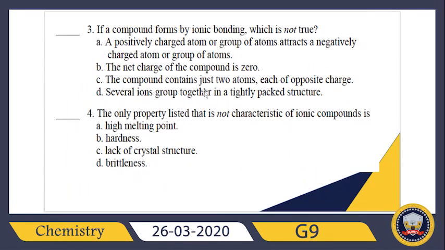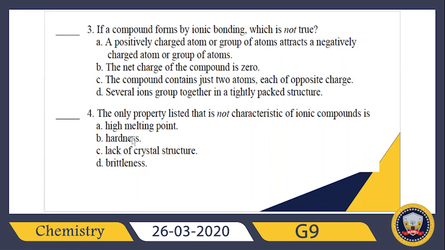So let's continue. Question number 3. If a compound forms by ionic bonding, which is not true? So he's saying which of these is wrong. Let's read. A, a positively charged atom or group of atoms attracts a negatively charged atom or group of atoms. That's correct. Positive attracts negative, so it is not wrong. B, the net charge of the compound is 0. That's also correct. C, the compound contains just 2 atoms, each of opposite charge. No, we can also have more than 2 atoms. So C is the wrong one.